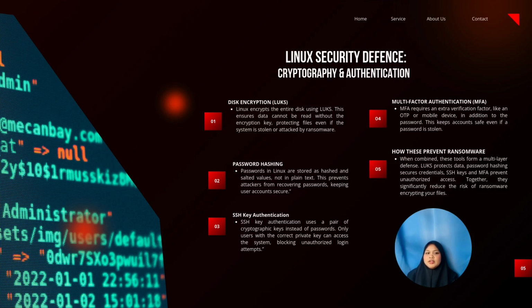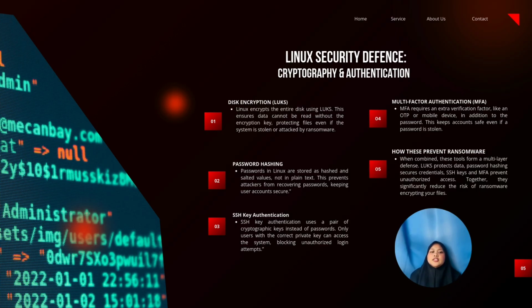Now I'm going to talk about Linux security defense, cryptography and authentication. Linux security defense focuses on protecting a system using cryptography and authentication. First, Linux uses encryption with LUKS, which encrypts the entire hard disk. This means data cannot be accessed without the correct key, keeping data safe even if the system is stolen or attacked. Second, Linux protects user accounts through password hashing.